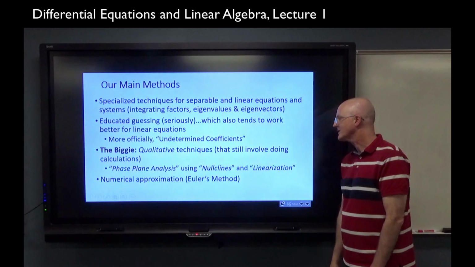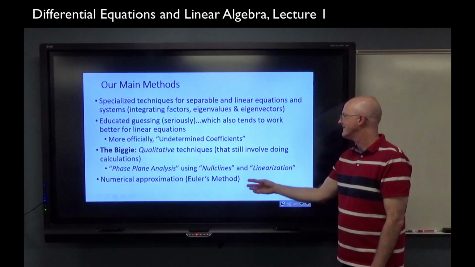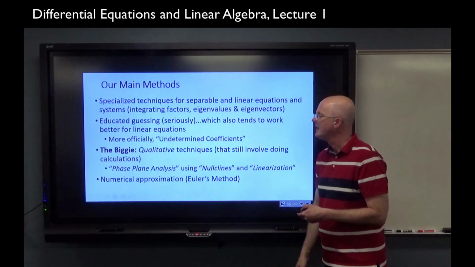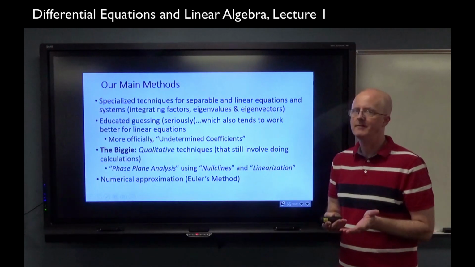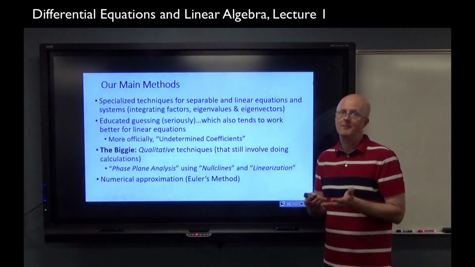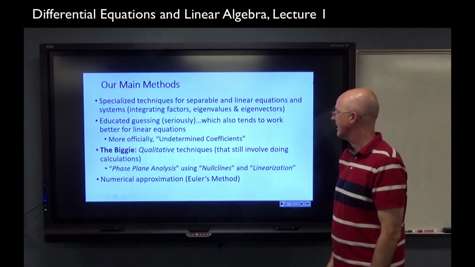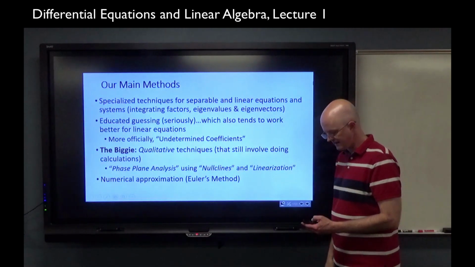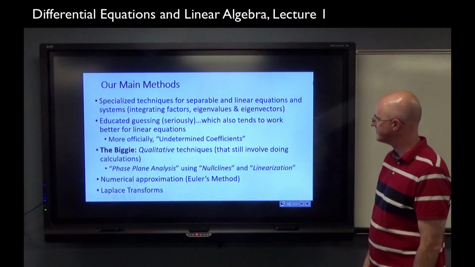We'll talk also about numerical approximation, in particular something called Euler's method. That is important. There are better approximation methods than Euler's method, but it's not really going to be the main focus of the course. It's worth talking about to some degree, and lots of people need those methods. They're really important, but it's not going to be our main focus. Our main focus is going to be on the biggie here, qualitative techniques. And then at the end, something called Laplace transforms will be another main method.